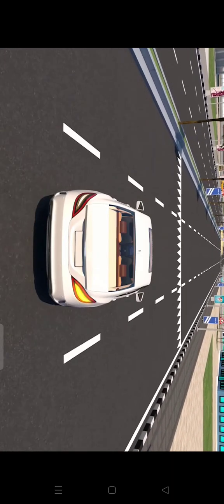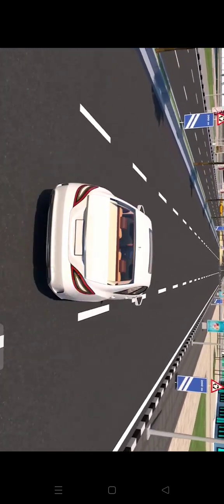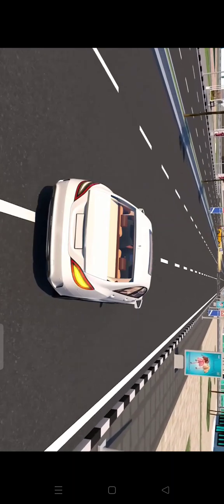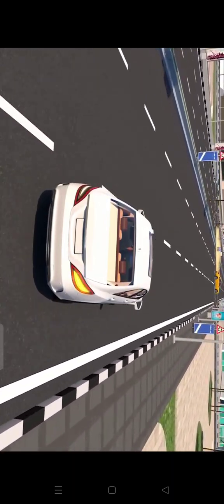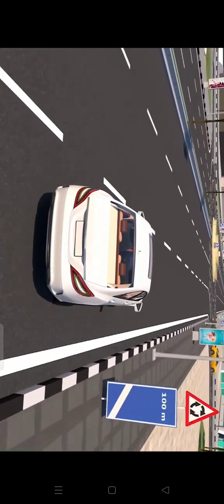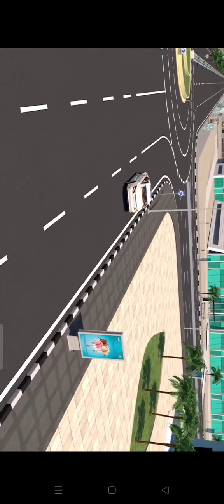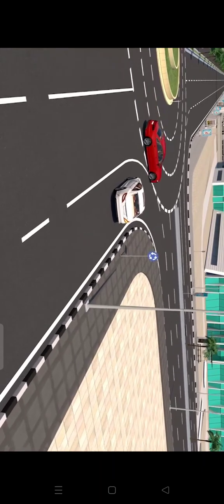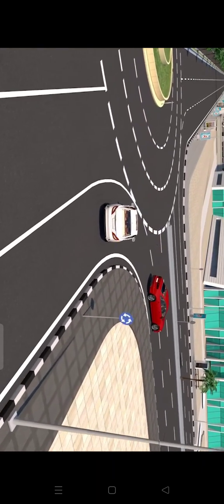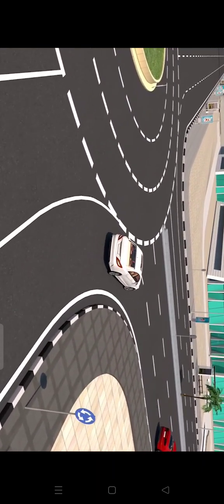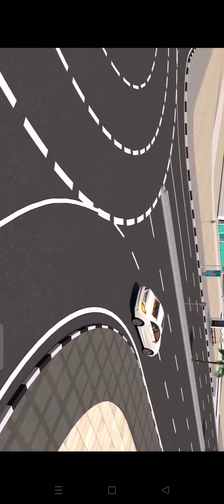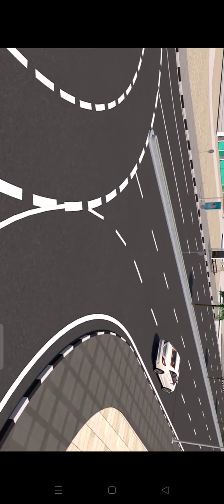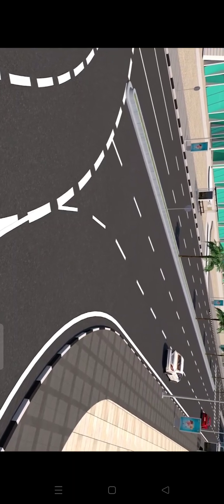Check for traffic to your left. Give way to the coming vehicles. Keep the signal on until exiting. Exit the roundabout from the right lane of the road. Drive straight, the second exit. This procedure is the same as for the two-lane roundabout.